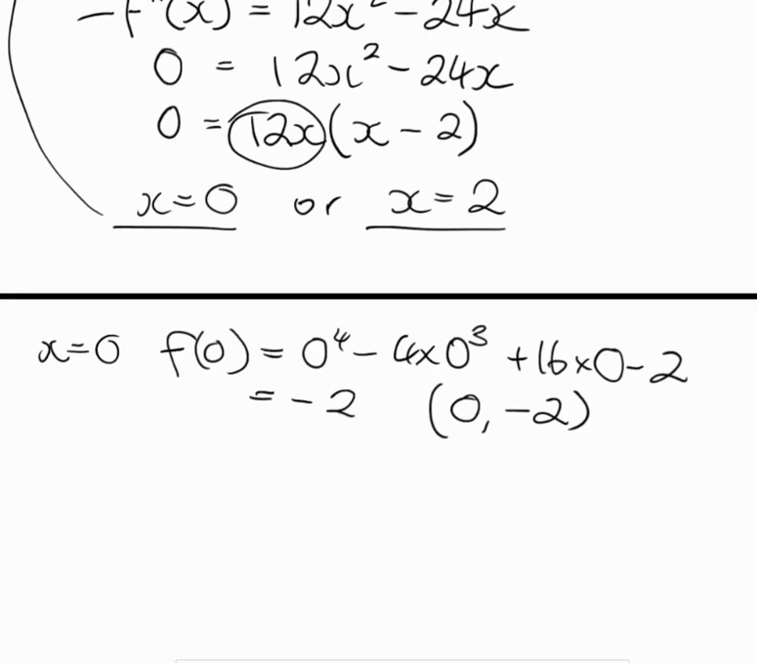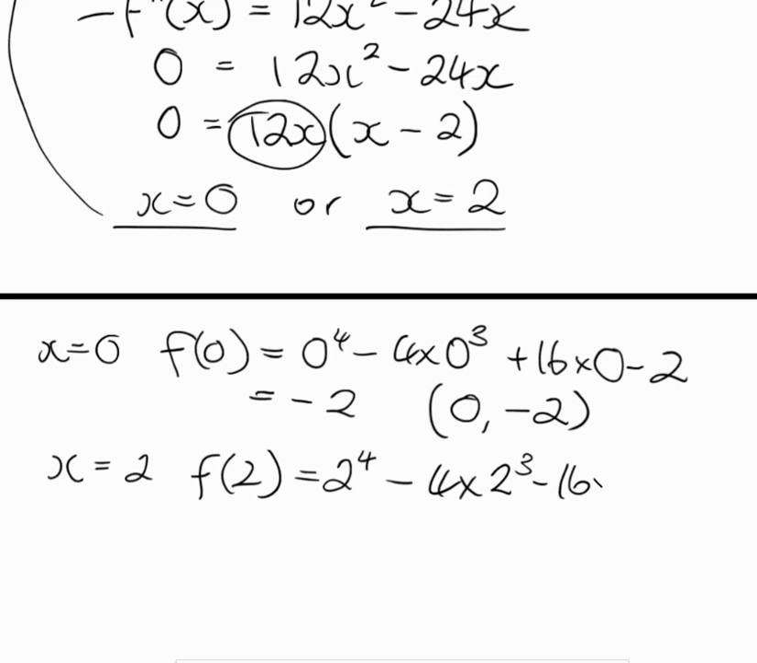And then we do the same for the 2. So f of 2 equals 2 to the power of 4 minus 4 times 2 cubed plus 16 times 2 minus 2. And that equals 14. So our second point is 2, 14. So those are our 2 points of inflection.